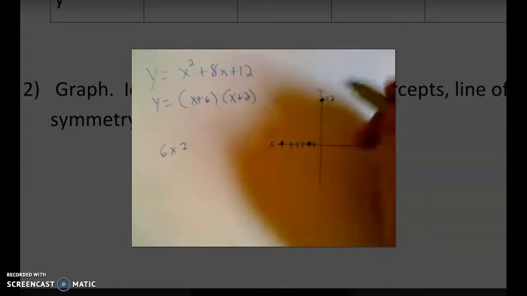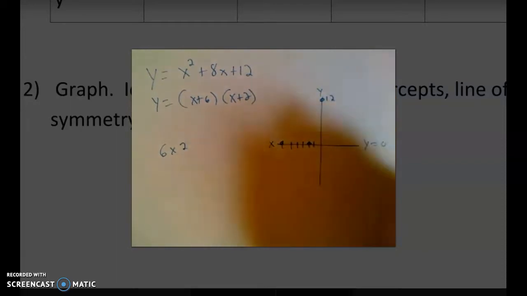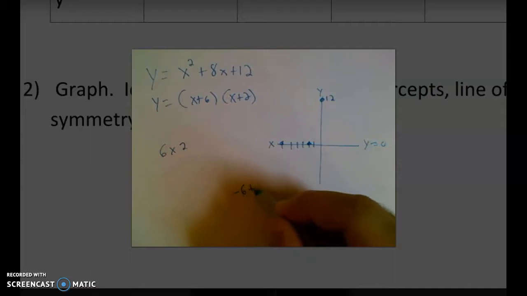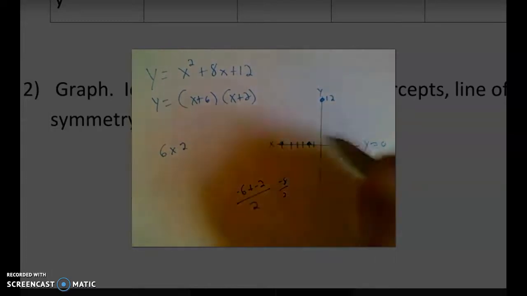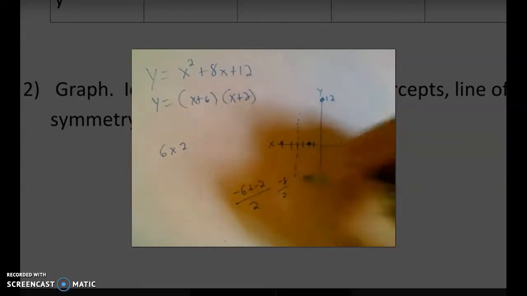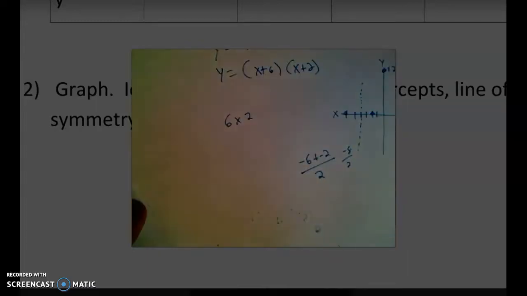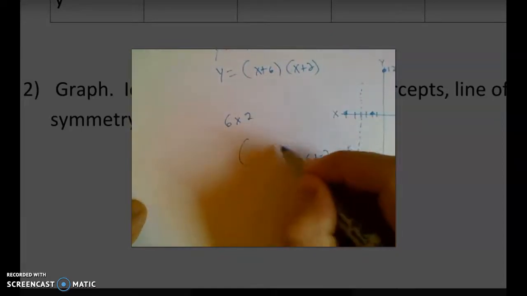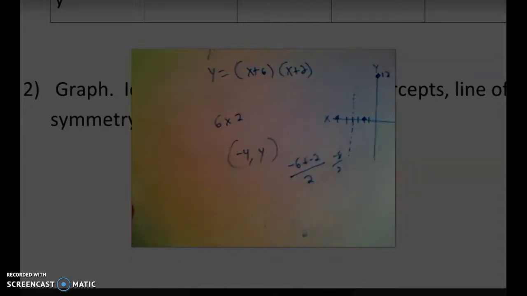The next thing is to get the line of symmetry, which is always halfway between the x-intercepts. Well, between -6 and -2, what you're doing is you're finding the mean of that. So if I add these together and divide by 2, that means -4, which is no surprise, right? -4 is where the middle of my parabola is. And if I'm going to find the coordinate of my vertex, that means -4 is the x value. Just have to find the y value.